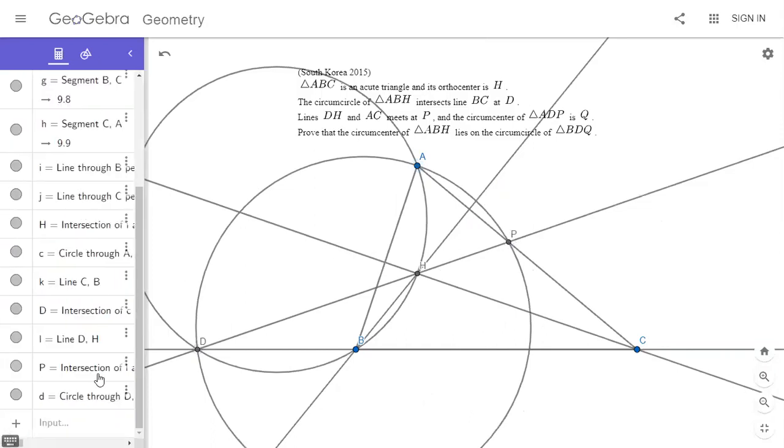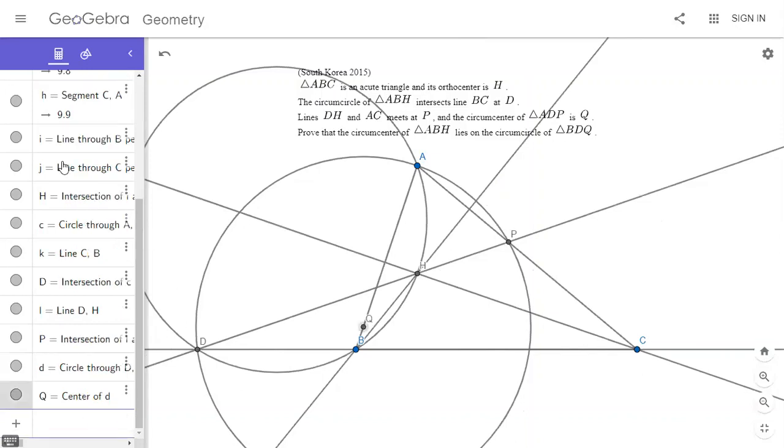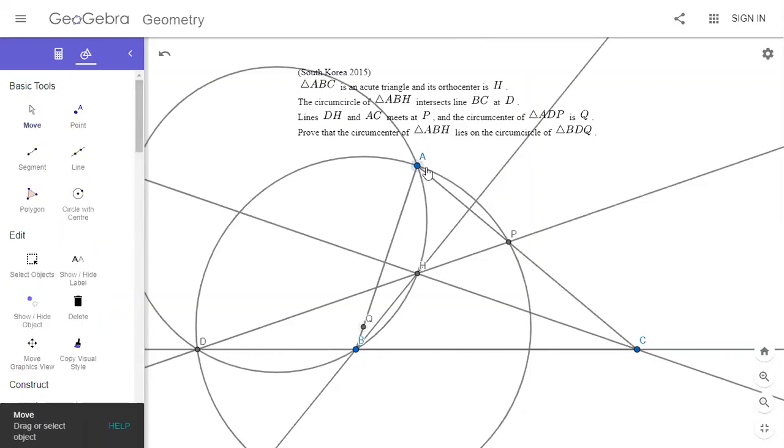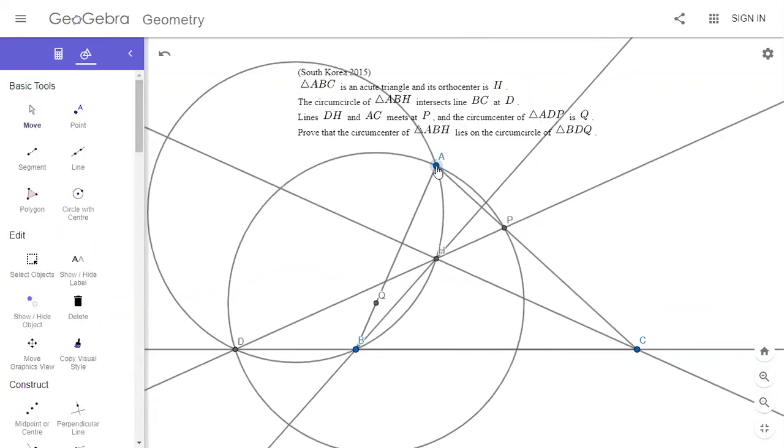It's pretty random, but okay. It looks like it lies on AB, but maybe that's just a coincidence or maybe not. Okay, well, we'll try to prove that.